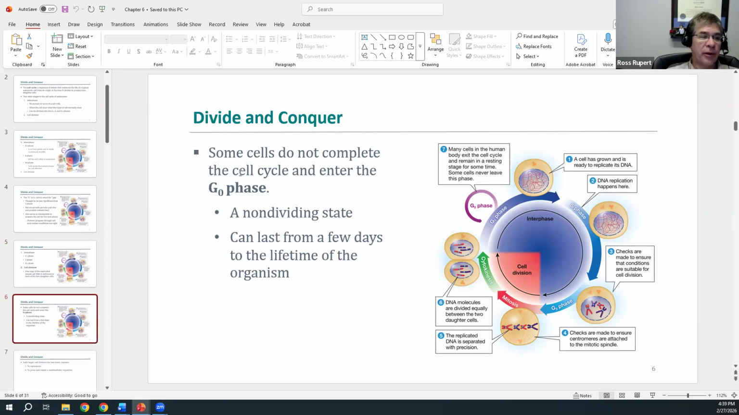Some cells do not complete the cell cycle; they enter G0. That just means they're not dividing. It's a non-dividing state. It can last for a few days to the lifetime of the organism. So G0 is just when it doesn't divide. And as soon as it goes into division, it's going to properly go through G1, S, G2, mitosis.